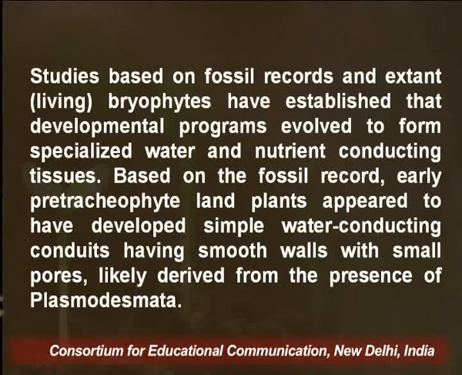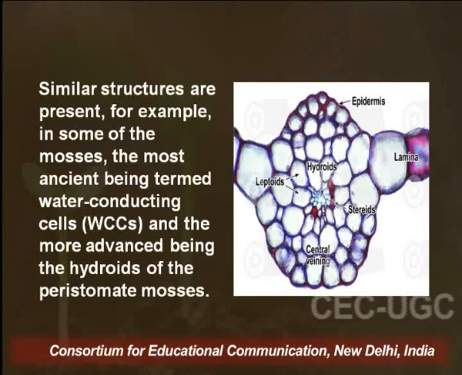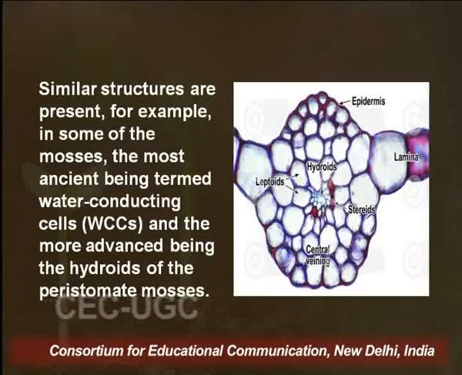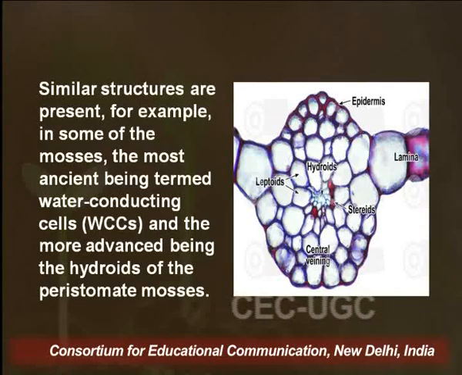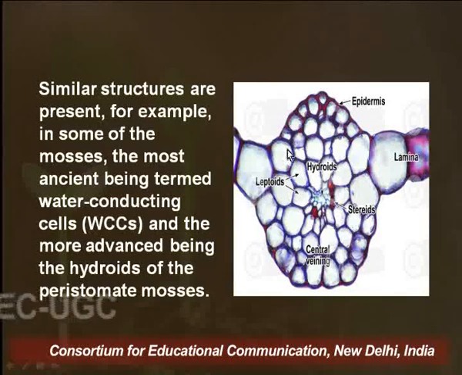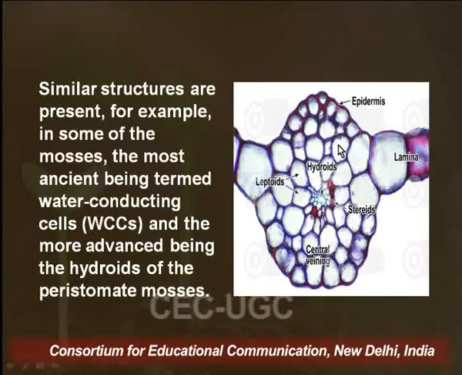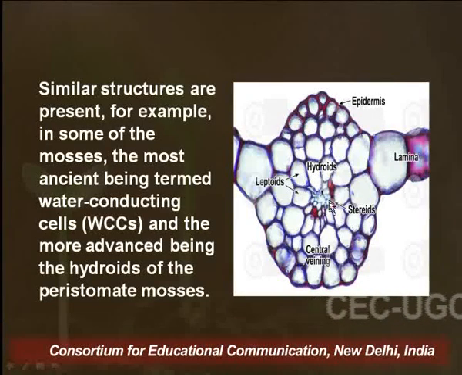Based on the fossil record, early pre-tracheophyte land plants appear to have developed simple water conducting conduits having smooth walls with small pores, likely derived from the presence of plasmodesmata. We can see similar structures present, for example, in some of the mosses, the most ancient being termed water conducting cells and the more advanced being the hydroids of the peristomate mosses. Here we can see in a cross section of a leaf of a moss that in the center we have the presence of hydroids surrounded by leptoids.